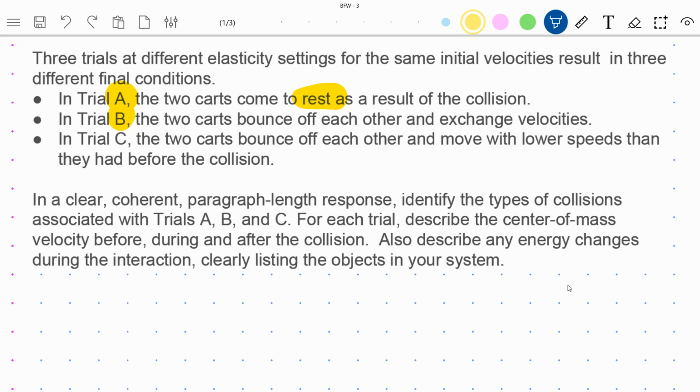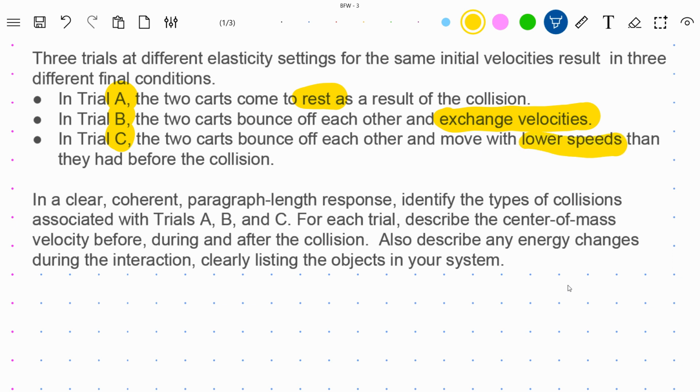In trial B, the 2 carts bounce off of each other and exchange velocities. So exchanging velocities, basically try to imagine that whatever they came in at, the 2 carts are approaching each other, they bounce off of each other, and basically retain the same speeds that they had before, but of course are in opposite directions. So that's what is kind of meant by the exchange velocities, especially since they must have had the same speeds as each other, as we'll discuss shortly. In trial C, the 2 carts again bounce off of each other, but this time they move off with lower speeds than they had before the collision. So that's going to have important implications for energy right away.